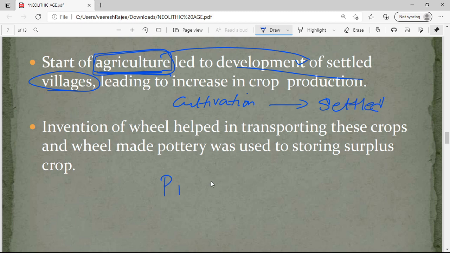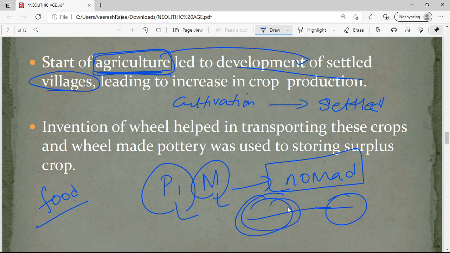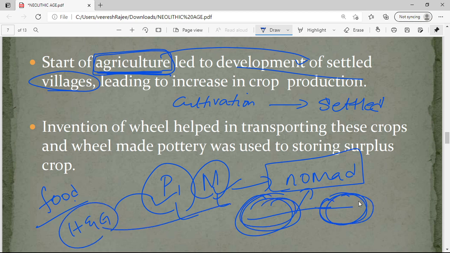So why am I saying this? Because during the Paleolithic Age and the Mesolithic Age, we have seen that man used to live the life of a nomad. He was a nomad, right? Nomad means the people who move from one area to another area in search of food. And during the Paleolithic Age and Mesolithic Age, as they did not have any knowledge about cultivation, they used to rely on hunting and gathering, and that is the reason why they used to move from one area to another. That was the life of Paleolithic and Mesolithic man.